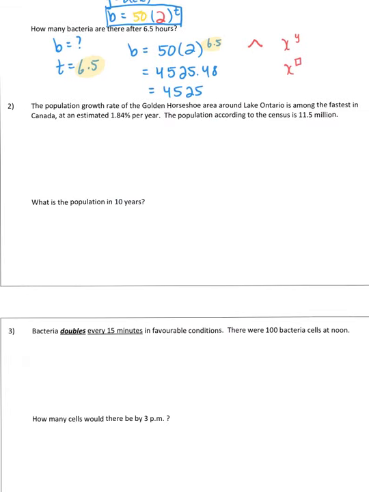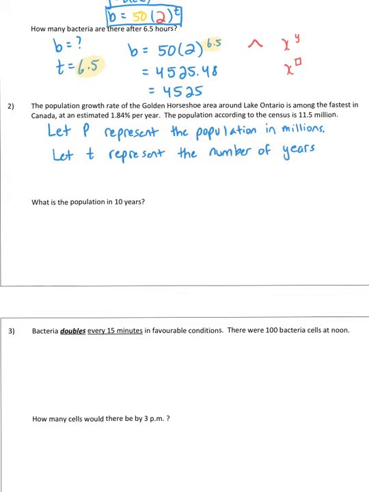So now we're ready to look at the second question. Here we are told the population growth of the Golden Horseshoe area around Lake Ontario is among the fastest in Canada at an estimated 1.84% per year. The population according to the census is 11.5 million. So again, I need to use let statements to define my variables.